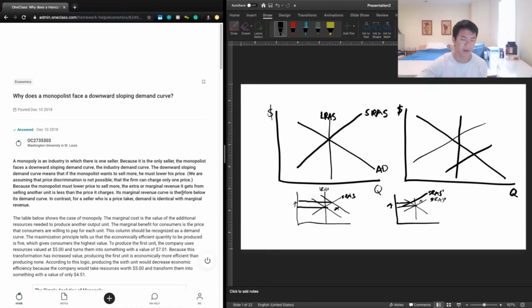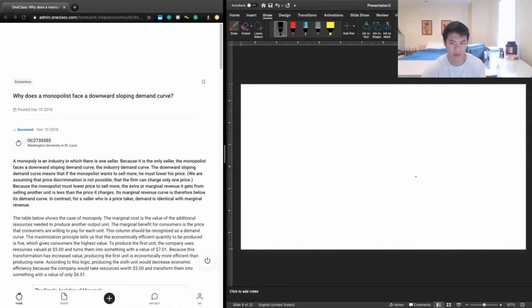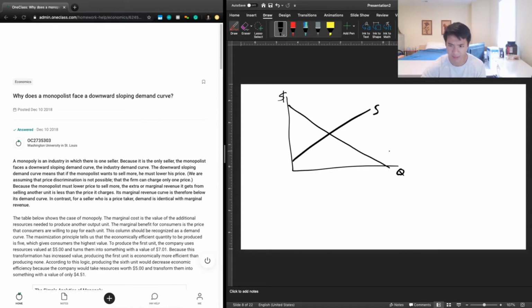we can draw out what the monopolist curve actually looks like, if that makes it a little bit easier to understand. So we have our price, we have our quantity, we have demand, supply. What makes this a monopolist curve is it also has a separate marginal revenue curve, which is separate from the demand curve.